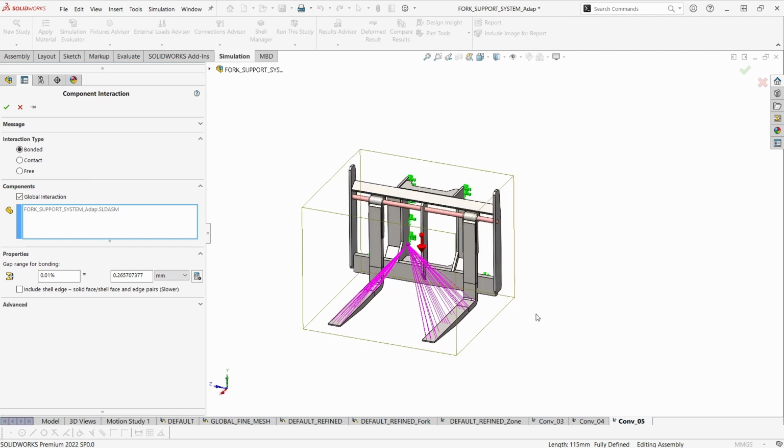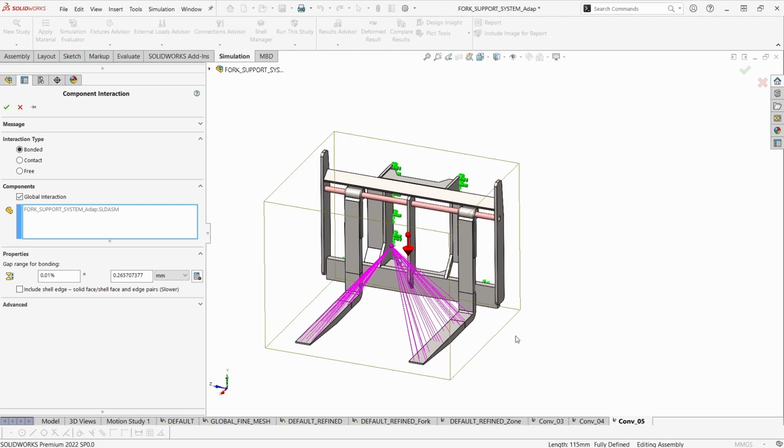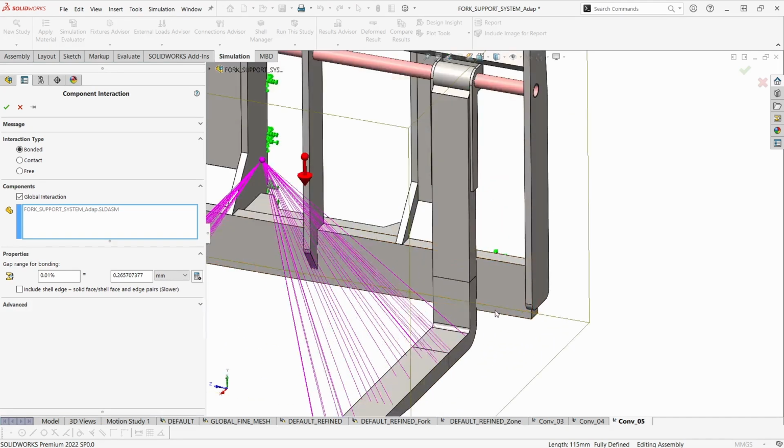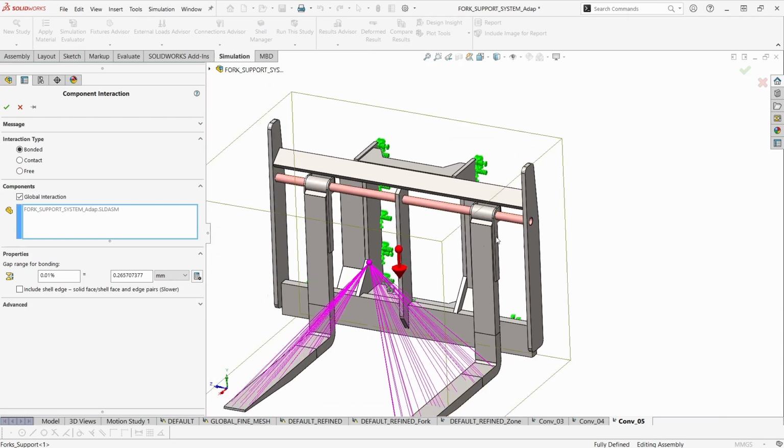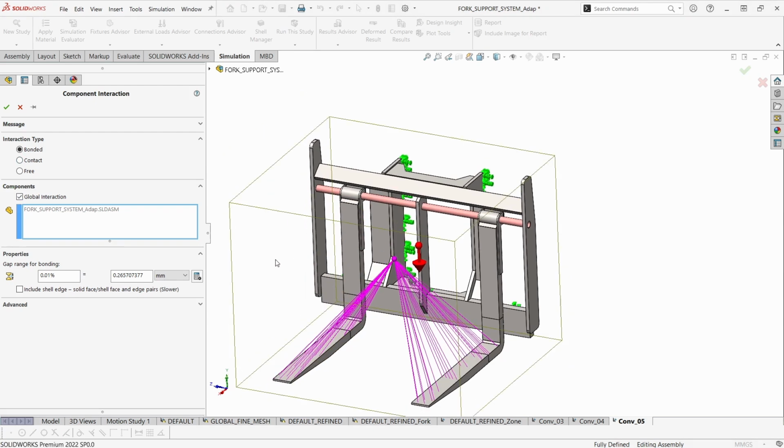But as we saw, some of them are not going to be bonded and they will be just in contact. This one, or the contact between the fork and the top crossbeam. As I always say, we are here to represent the physical problem in our simulation and not just trusting the first results that we obtain. I will exit from here.